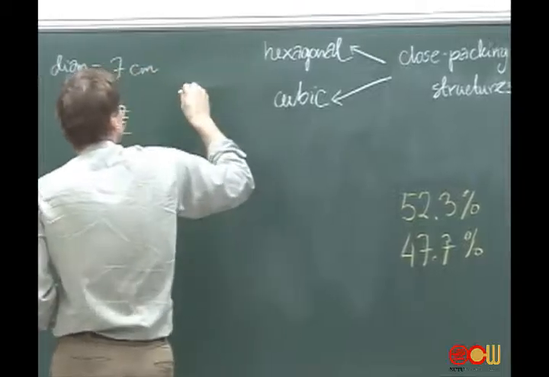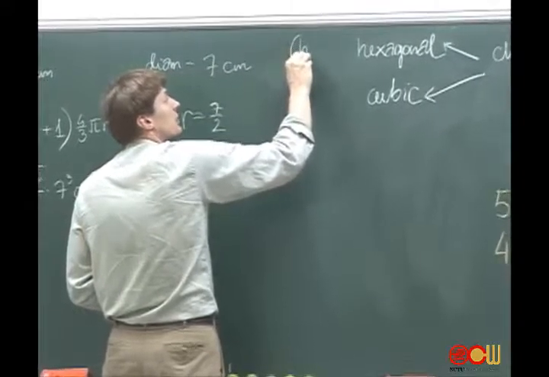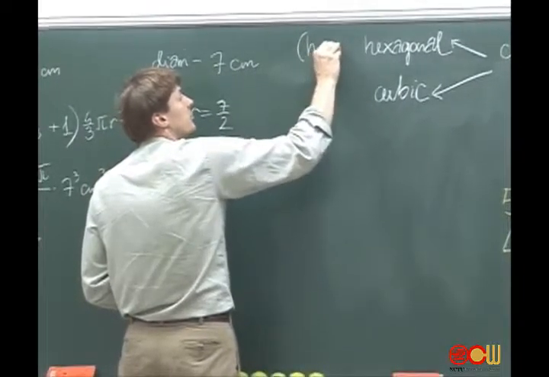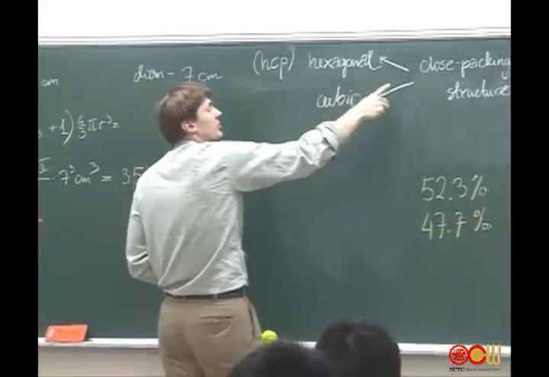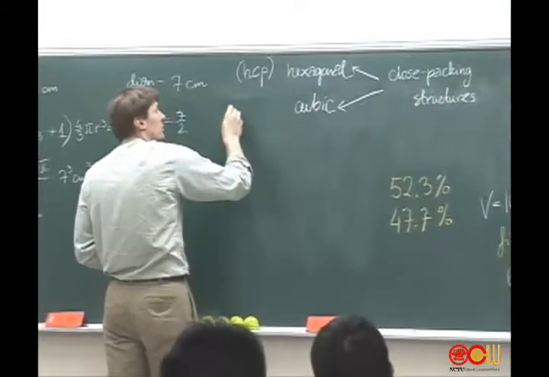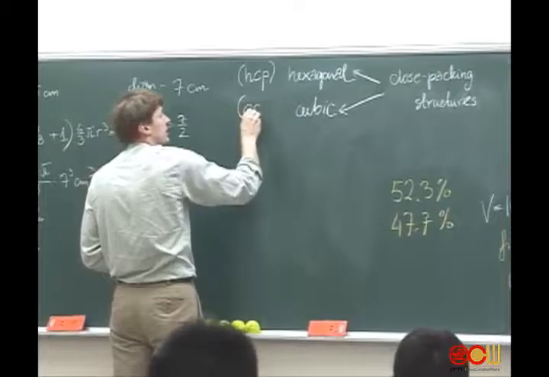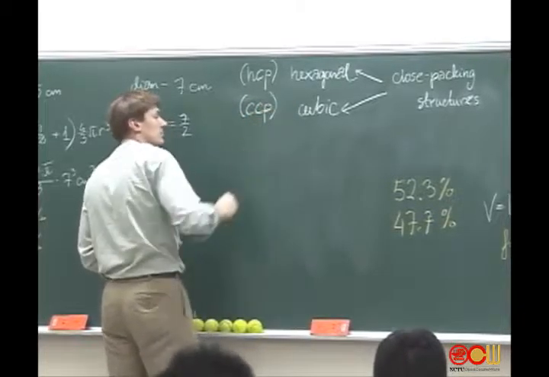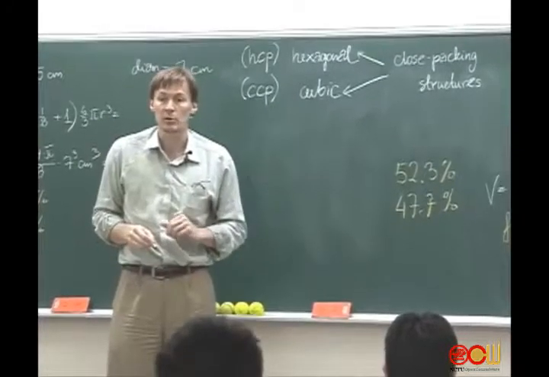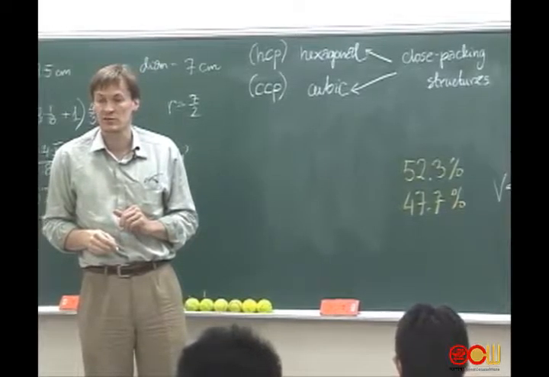The hexagonal closed packing structure is usually written as HCP, for the first letters. The cubic one is usually written as CCP. So there are two possible closed packing structures.